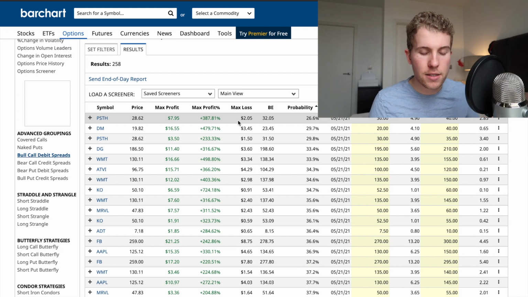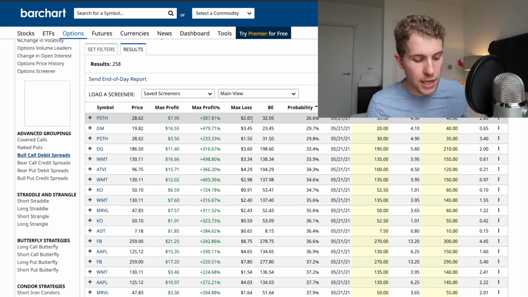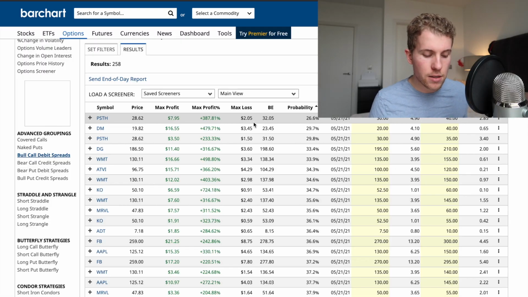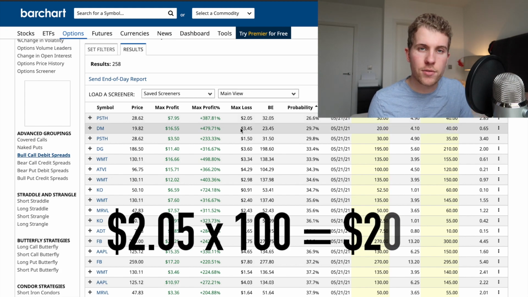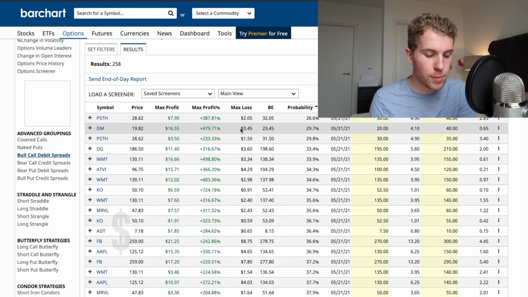Then we have the max loss, which represents the premium that you're actually paying. Remember that when I showed you the trade on Apple, I showed you that we had a debit of, I don't remember how much, but this is the max loss that you can potentially have on a bull call debit spread. Your max loss is the premium that you're paying when opening the position. So in the case of that screener, the max loss would be $2.05, which actually means $205, because as I said, one contract controls 100 shares, so you need to multiply it by 100.